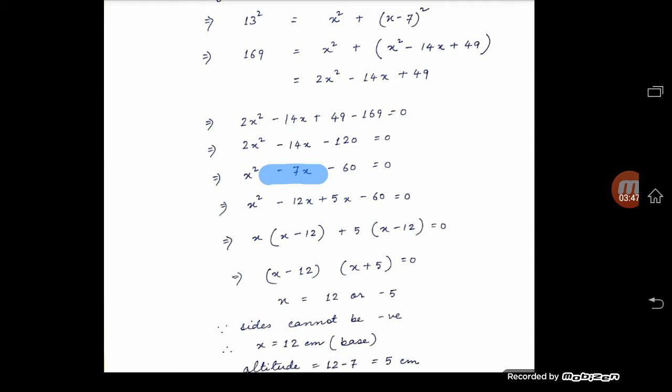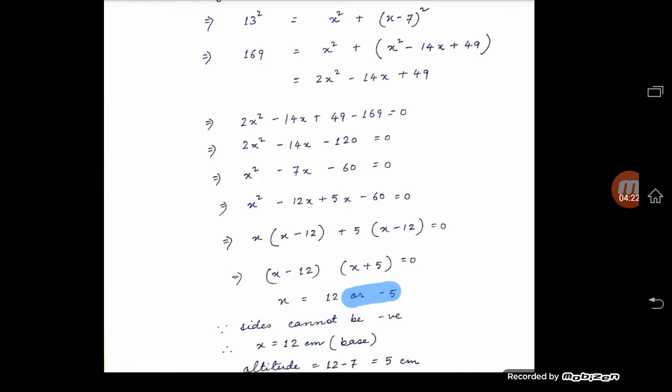In the next step we take x common from these two terms. So when we take x common, we have x minus 12. We have x minus 12 here, so plus 5 will remain in the outside bracket. So (x minus 12) into (x plus 5) is equal to 0. So either x minus 12 equal to 0 or x plus 5 equal to 0. So from x minus 12 equal to 0, we get x equal to 12. And from x plus 5 equal to 0, we get x equal to minus 5.